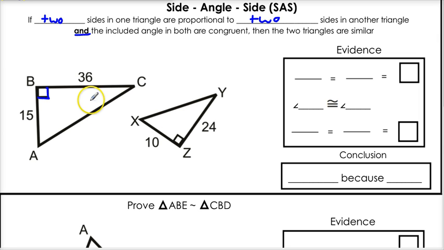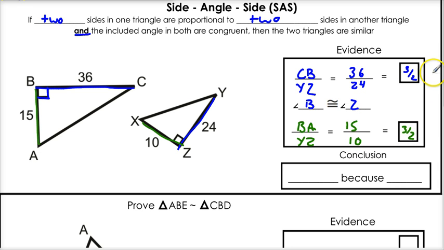And let's check this out. Let's see how this works, okay? So we're going to start off with this. We're going to write our first ratio, which is CB over YZ. Those are the two bigger sides. So the bigger side is CB over YZ, which is 36 over 24. And that reduces to 3/2. I know I have a congruent angle. B is congruent to Z. Why? Because they're both 90 degrees, so they must be congruent to each other. And then finally, I know that BA and YZ correspond to each other. So BA over YZ is 15 over 10, which once again reduces to 3/2.